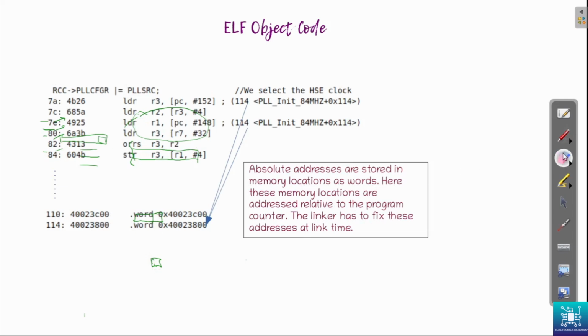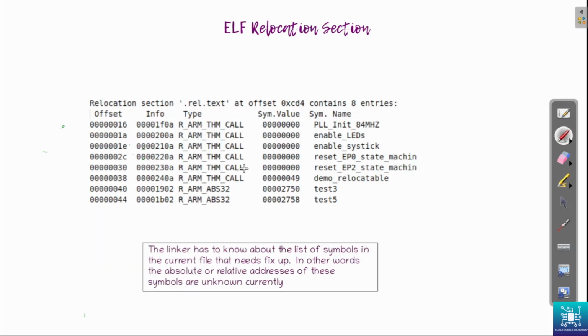Now, moving on. Absolute addresses. When we say absolute addresses, for example, here we are actually configuring some registers of the controller. When we are configuring some registers, they will have some absolute address. That is, the RCC PLL configure field is going to be a fixed address. Okay, so that is stored in the flash.